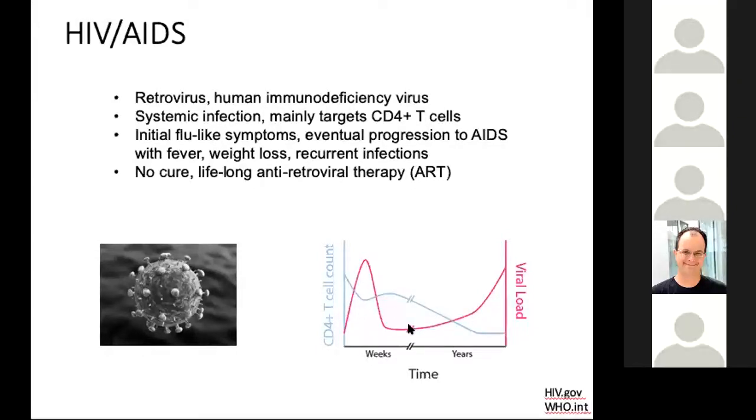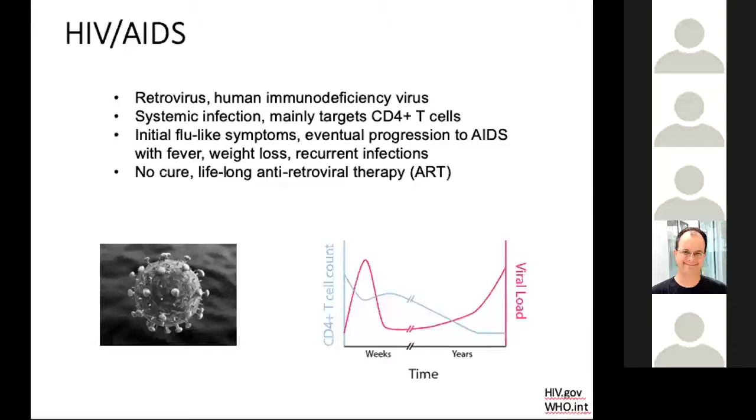And then eventually, many years later, the viral load can expand significantly. When the CD4 T cells drop precipitously, that's when patients develop AIDS. And that's associated with fevers, weight loss, and recurrent infections, because the immune system is just so compromised at that point.